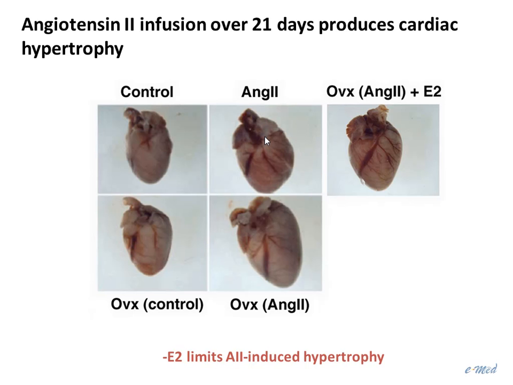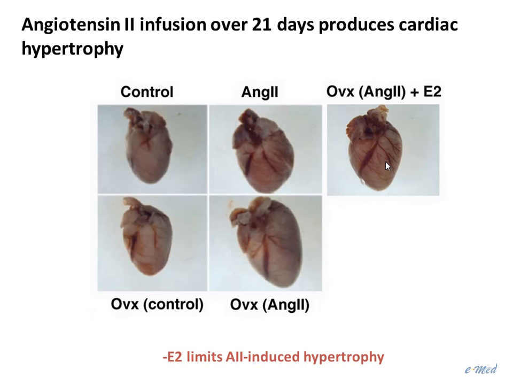Now, if you do the infusion, you get cardiac hypertrophy in the intact mouse. But if you do the infusion in the presence of ovariectomy, look at the size of this ventricle. It's huge, tremendous cardiac hypertrophy. And the only difference between this mouse and this mouse is endogenous steroids from the ovary. And to show you that the protection is by estrogen, if you take this mouse and you add back physiological amounts of estrogen, you markedly downregulate the hypertrophy by about 65%.